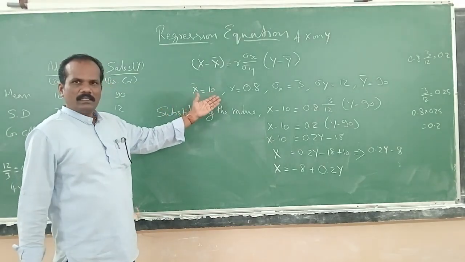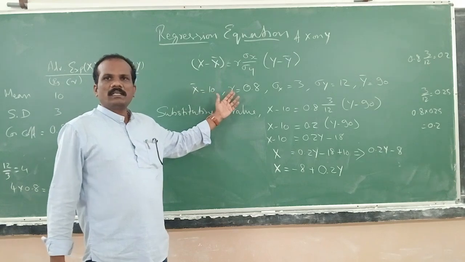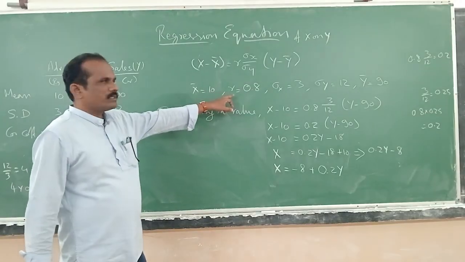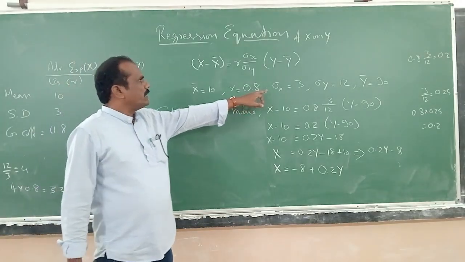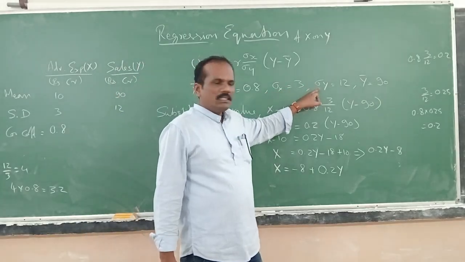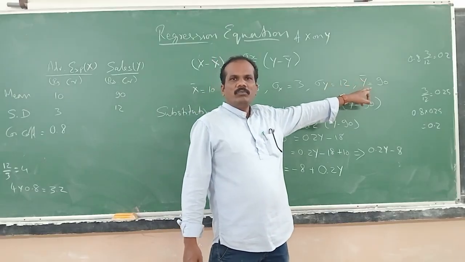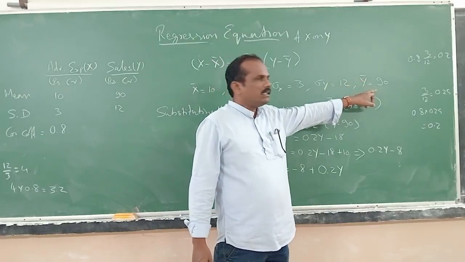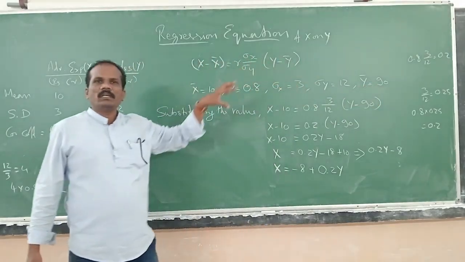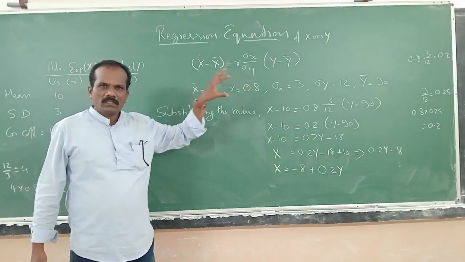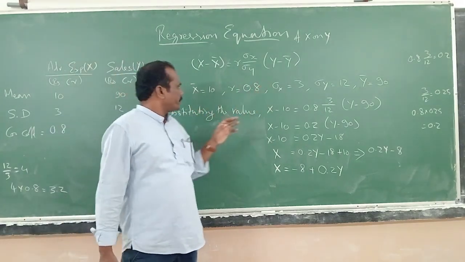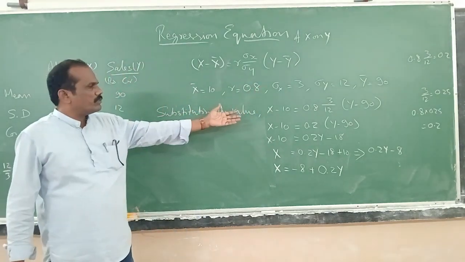The x mean stands at 10, and the r value is nothing but the correlation coefficient, which is given as 0.8. The standard deviation of x is 3 crores, the standard deviation of y is 12 crores, and the mean value of y is nothing but the sales value, which is 90 crores. By fitting these values into the regression equation of x on y, we are substituting the values.